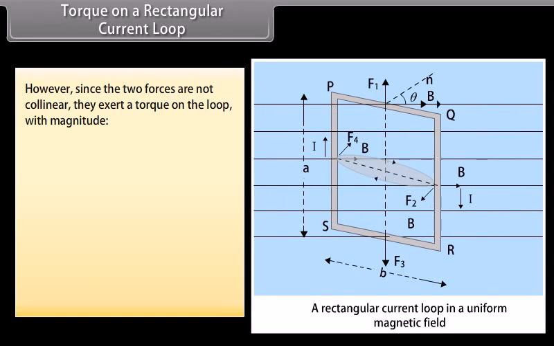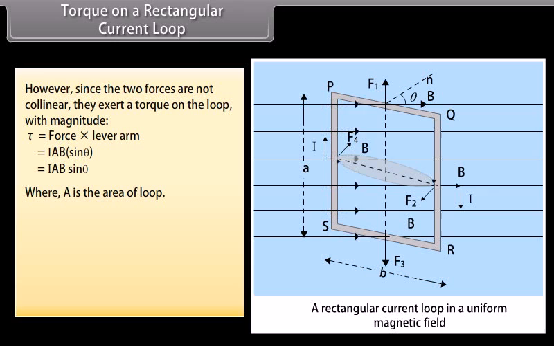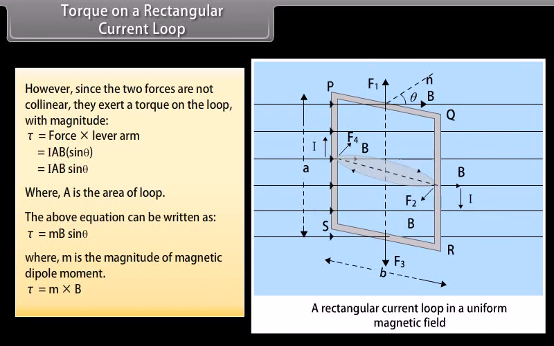However, since the two forces are not collinear, they exert a torque on the loop, with magnitude equal to the product of force and lever arm, which is equal to IAB sin theta, where A is the area of the loop. The above equation can be written as tau is equal to mB sin theta, where m is the magnitude of the magnetic dipole moment. Tau is equal to the cross product of m and B.